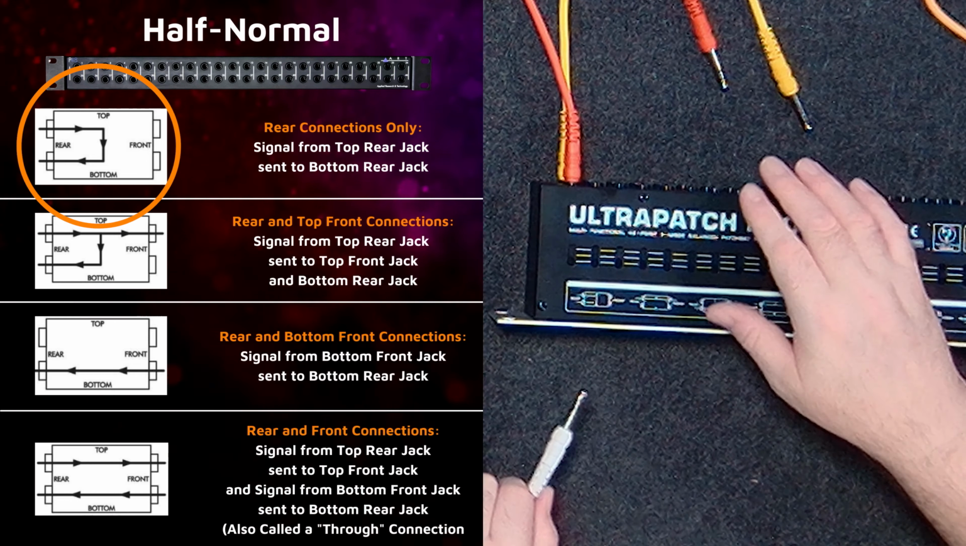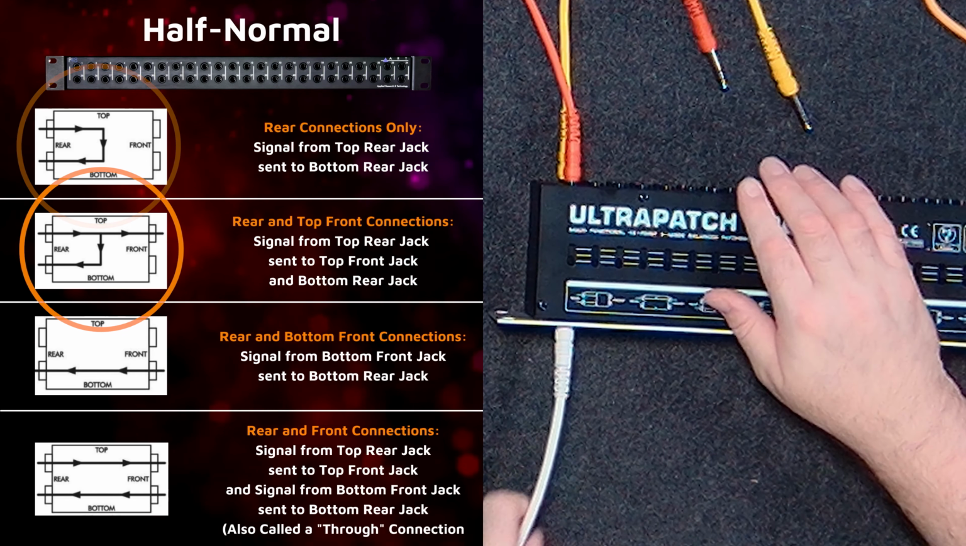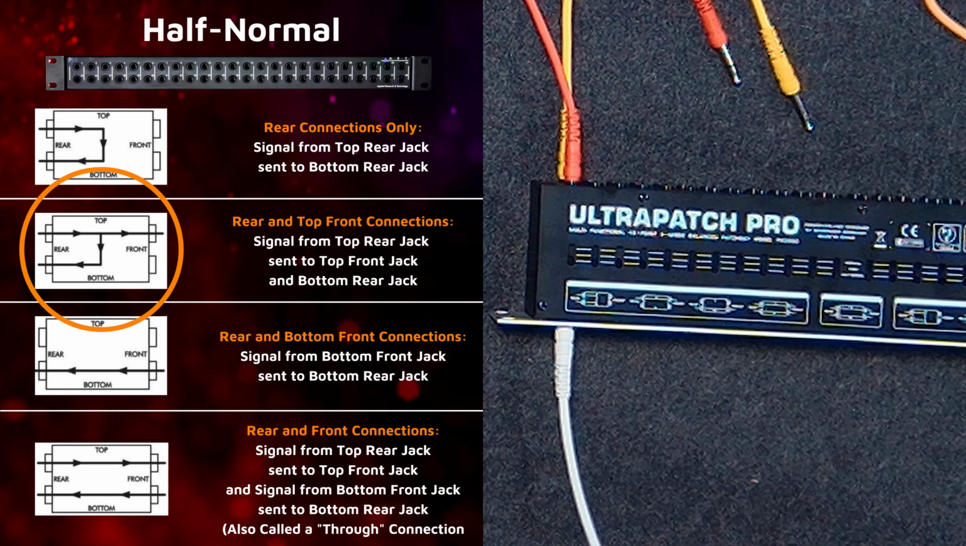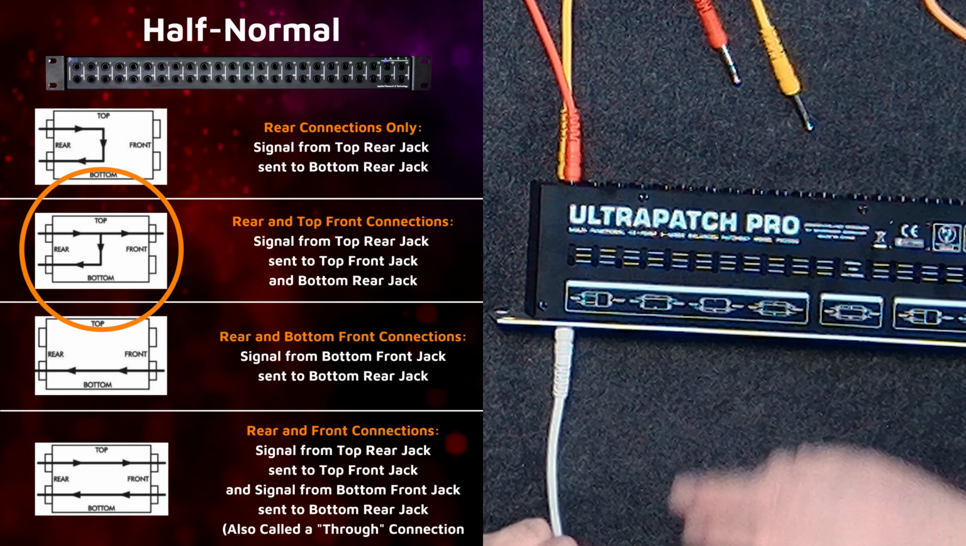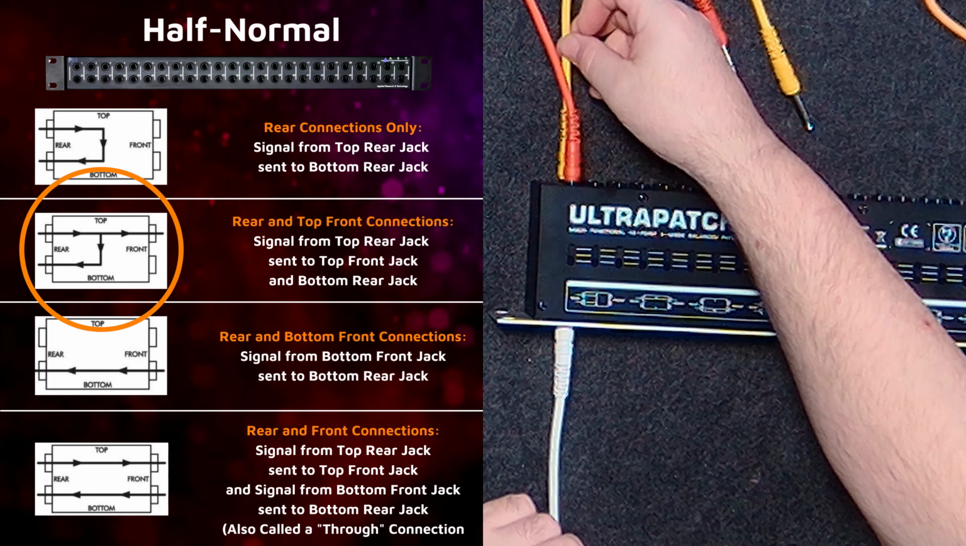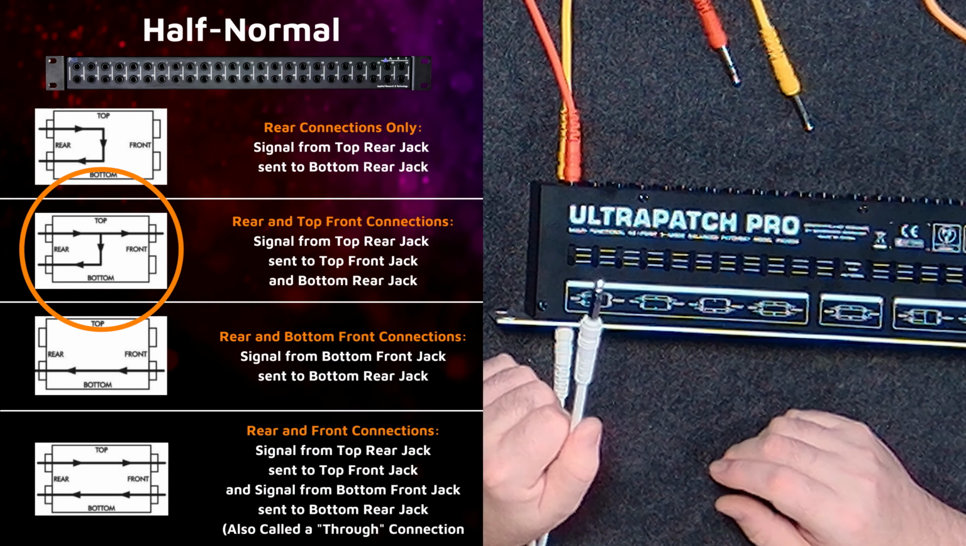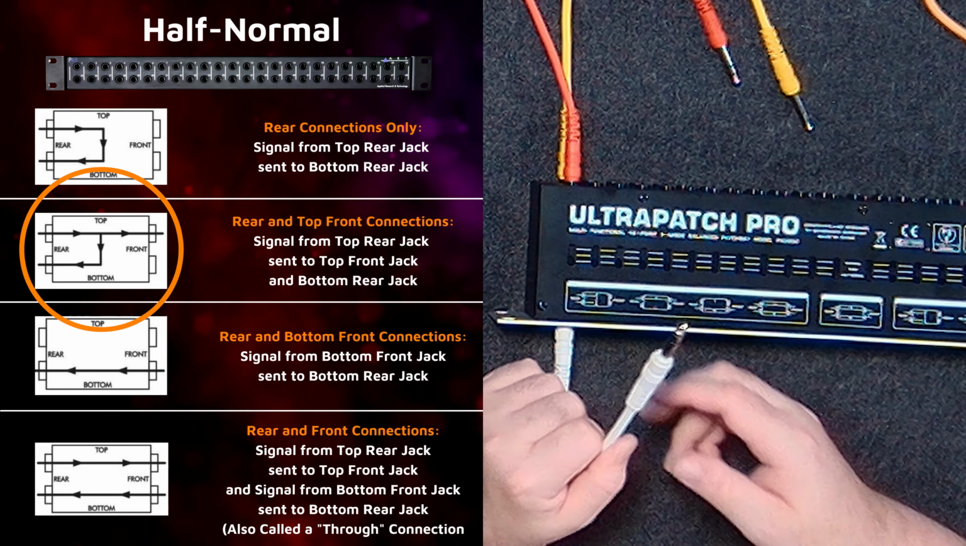But what happens with half normal is that when I plug a cable into the top, I now have the audio that's coming in the top at the back coming out the top at the front, as well as out the bottom at the back. So the signal remains connected at the back, but I now have another cable with signal that I can patch into something else. So it becomes like a splitter.